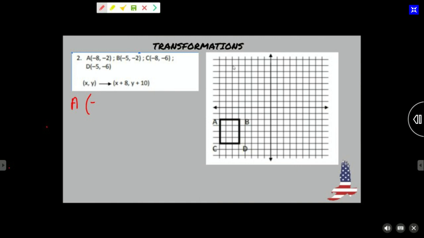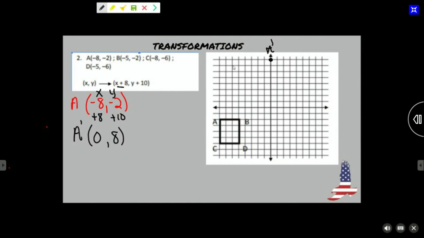So A is negative 8, negative 2. Remember, your first is X and your second is Y. Now what do we need to do to X? Add 8. What do we need to do to Y? So my A prime, negative 8 plus 8 is, and negative 2 plus 10 is, so 0 and 8, A prime right up there.